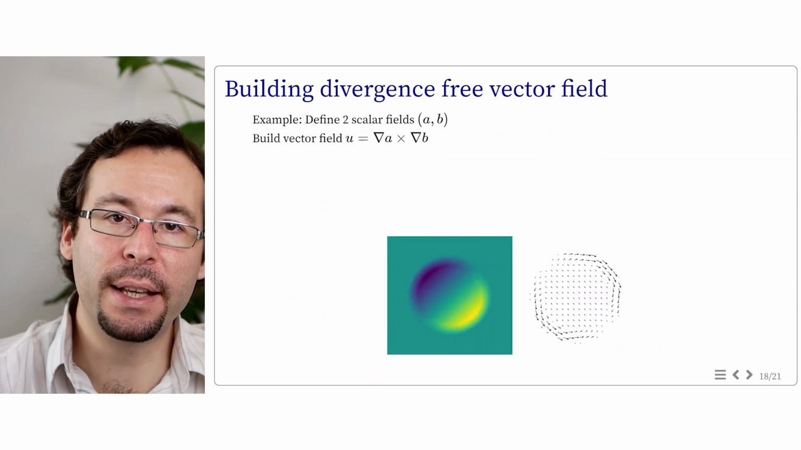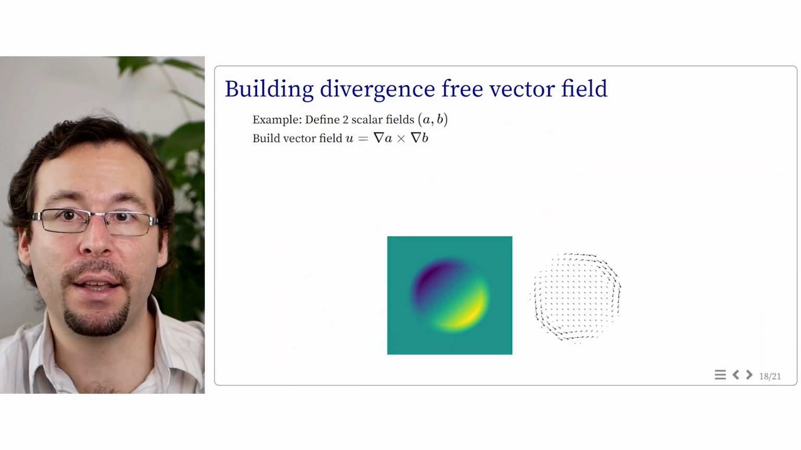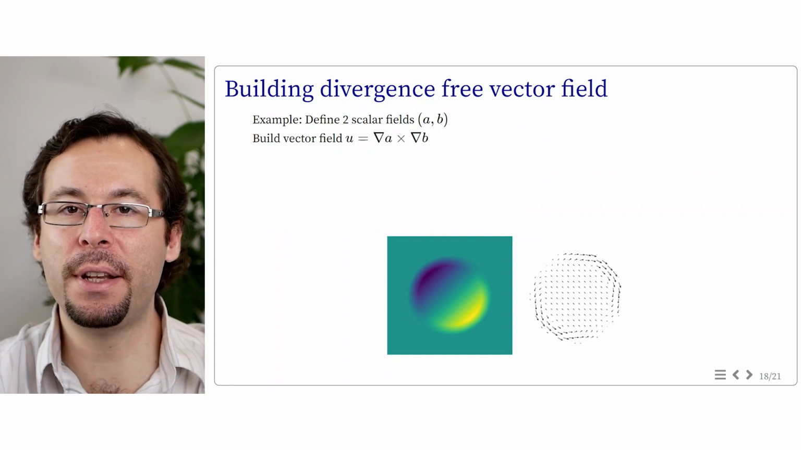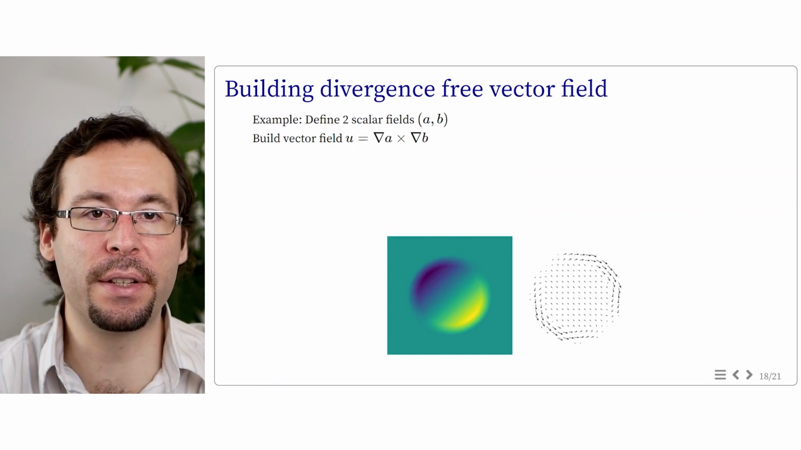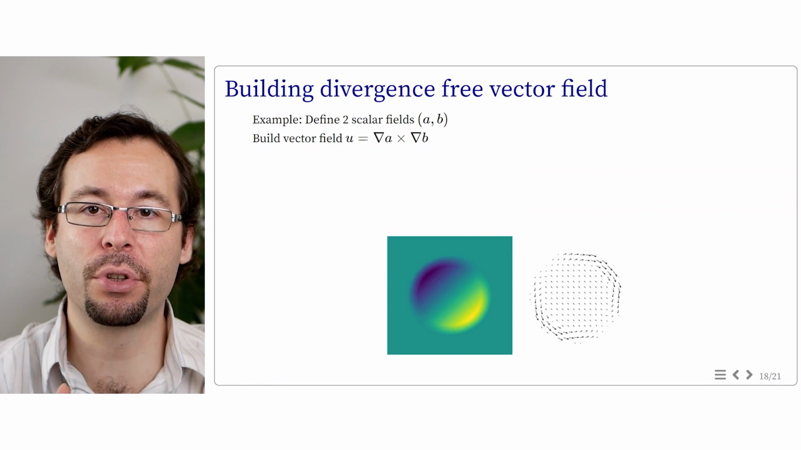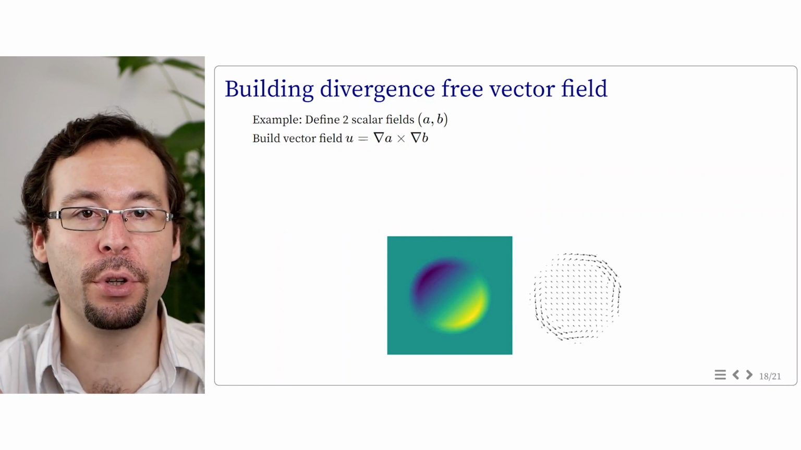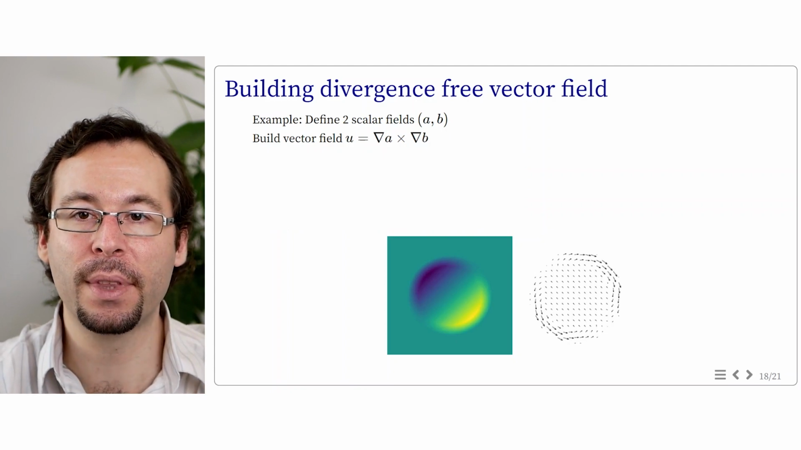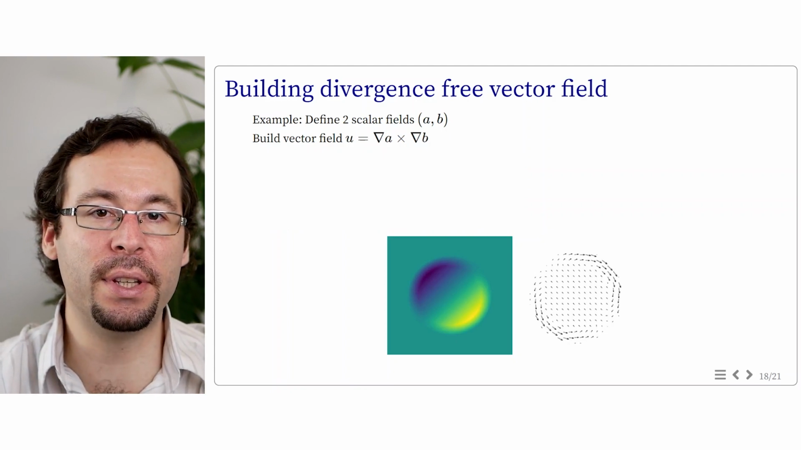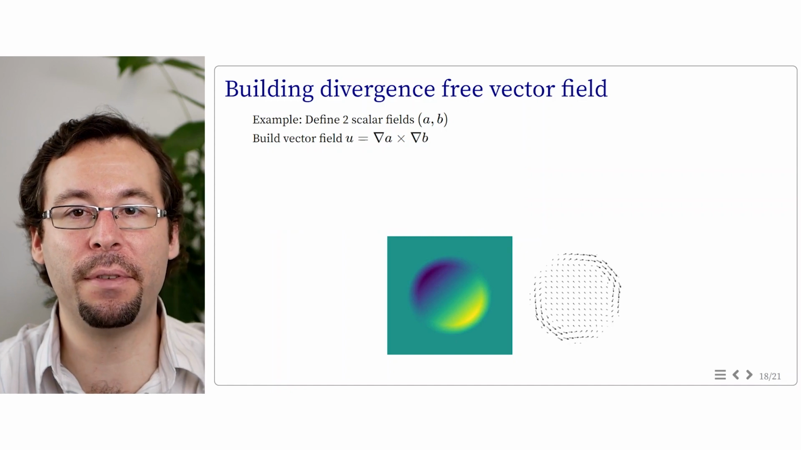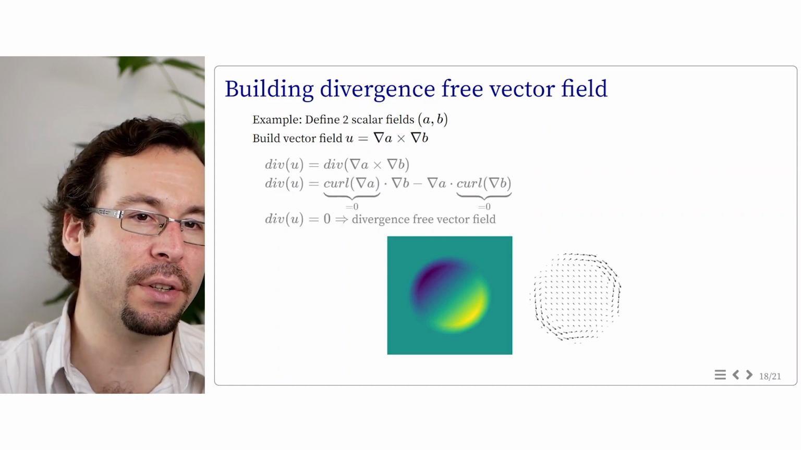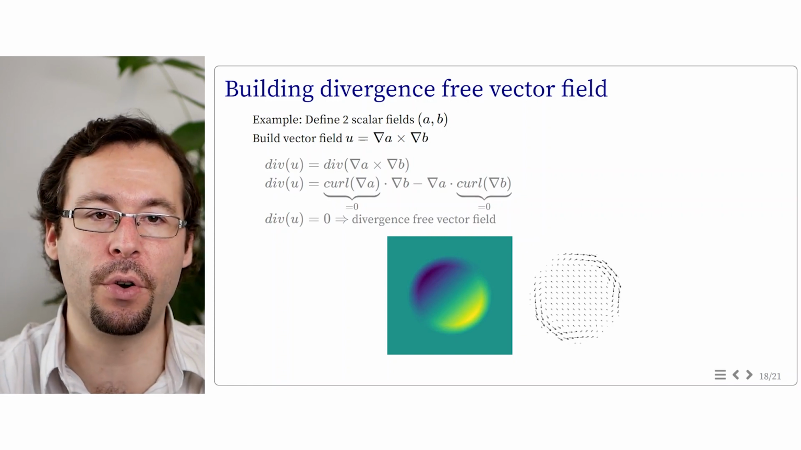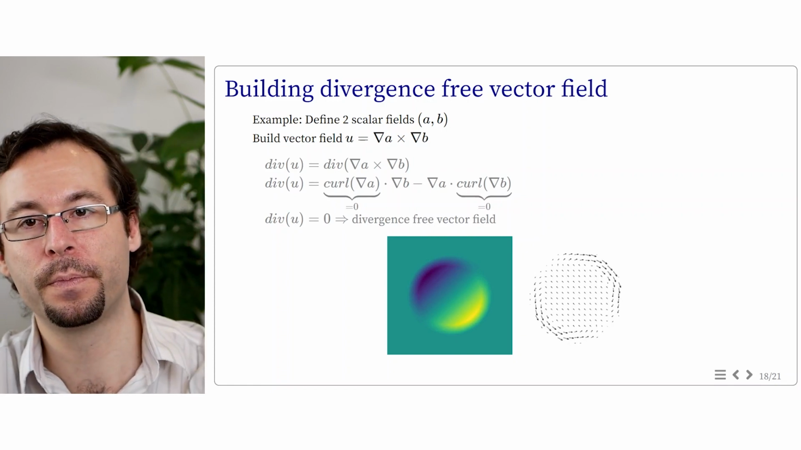In the case of interactive deformation, we have to efficiently build divergence-free vector fields. And one way to build such a field is to consider two scalar fields, A and B, and to construct u as the cross product between their gradients, nabla A cross nabla B. And it's actually easy to see that this product generates a divergence-free vector field by expanding the divergence of the cross product and noting that the curl of a gradient field is 0.